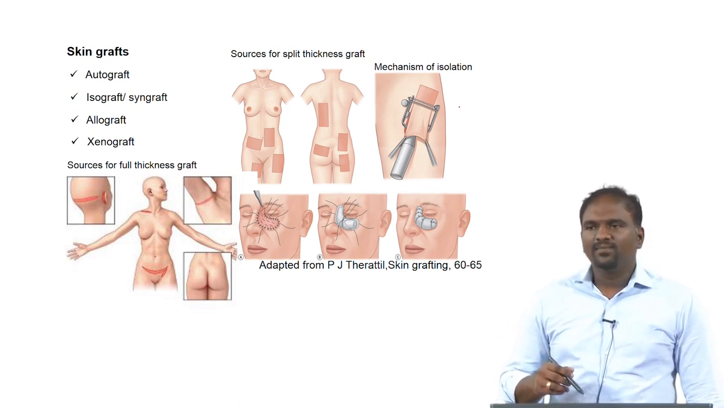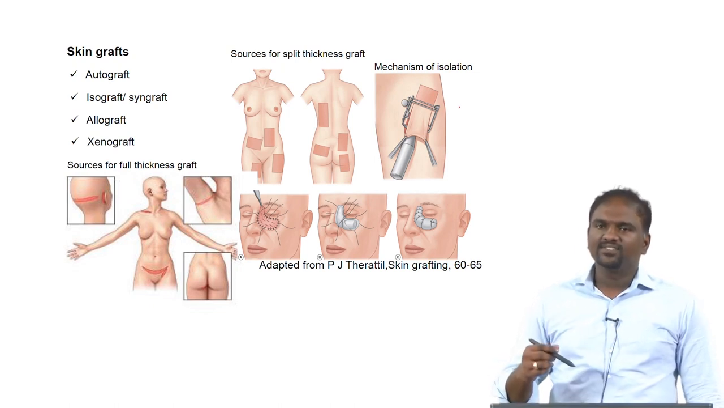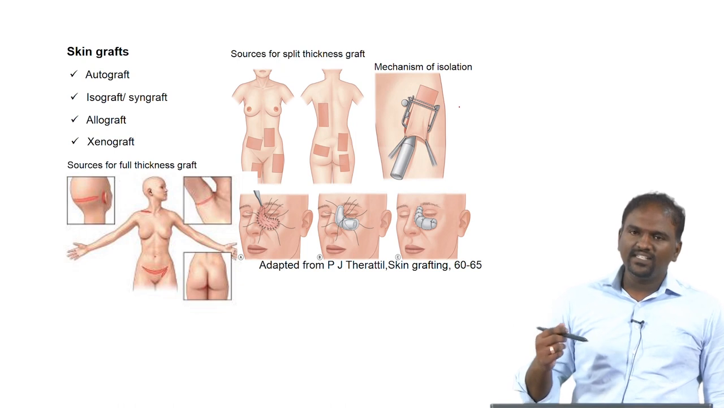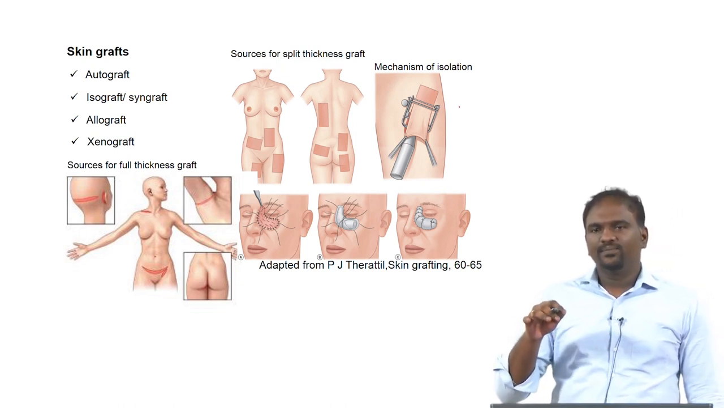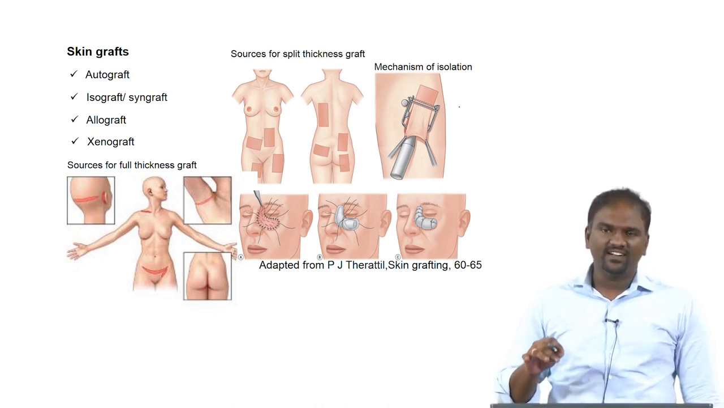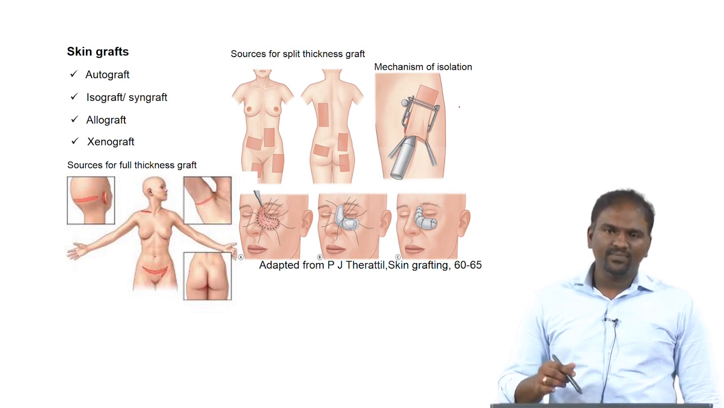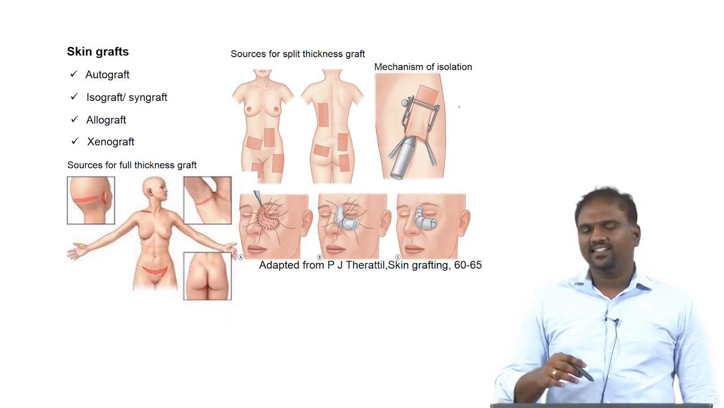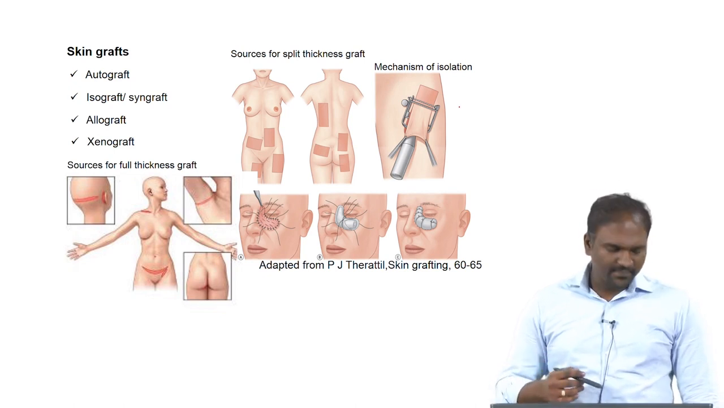So, this is called a bolster. They will keep the bolster and stitch it. The reason for doing this is, if you do not keep something over the portion where the graft is placed, it will not stay in that position for a long time. So, to make sure of that, they keep a bolster over the surgical site and cover it by stitching.